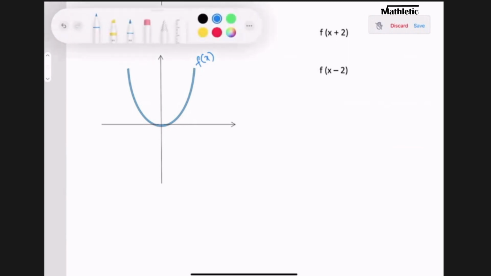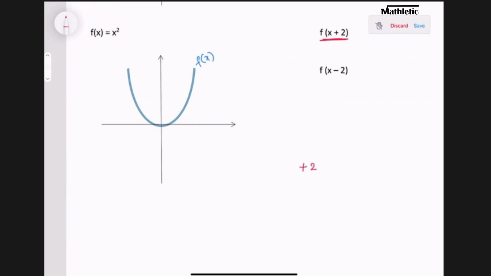So now we need to sketch f of x plus 2. It means it is actually changing the x coordinates. So any changes related to x coordinate have an opposite effect. Suppose you are adding 2, the graph won't shift rightward. Instead, the graph will shift leftward. So if you are adding, the graph will shift leftward. If you are deducting, the graph will shift rightward.